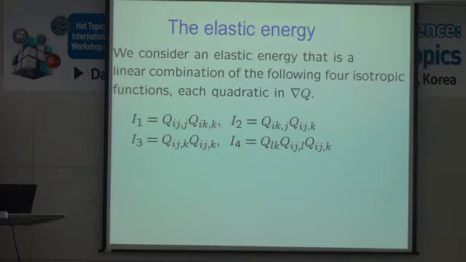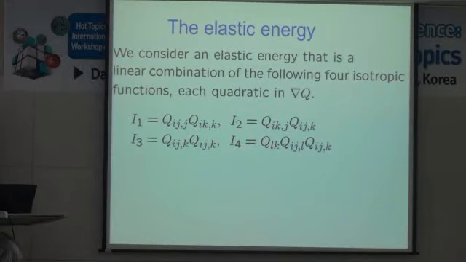Now we have to also say something about the dependence on the gradient of Q. So here are four isotropic functions, each of which is quadratic in the gradient of Q. So I1, I2, and I3 are the only quadratic functions just of the gradient of Q, linear combinations of those three are the only quadratic functions just of the gradient of Q that are isotropic.